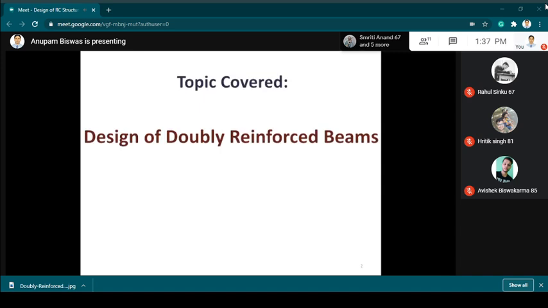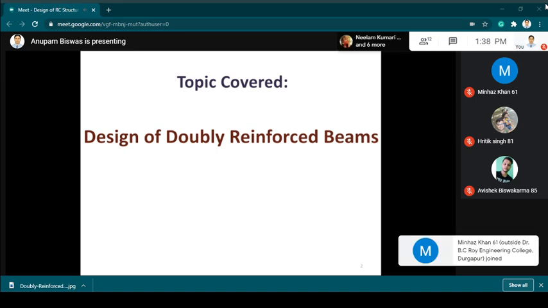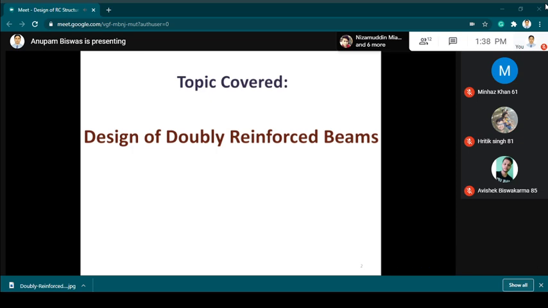So let me start today's class. Today I will discuss the design of doubly reinforced beam. Till now we have discussed the design of singly reinforced beam. We have seen various practical examples of a singly reinforced beam, in terms of cantilever beam or lintel. In major practical purposes, for your day-to-day construction, if you see any building for any major work, the beam mostly preferred is doubly reinforced beam.